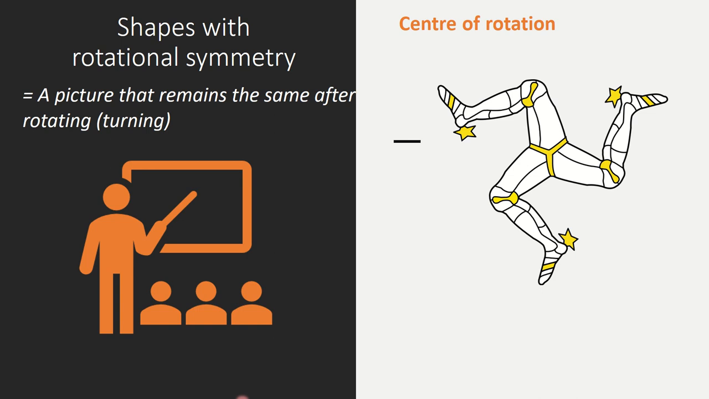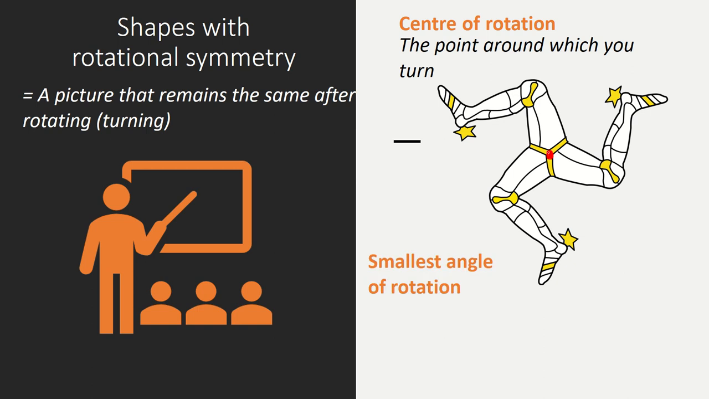Alright, so in order for it to be the same, we need a center of rotation. And that's the point around which you turn. So in this case, it's this. Because if I rotate it on that point, it will stay the same. Alright, but when will it stay the same? I can rotate this picture 3 times and then it will still stay the same. So we call this the smallest angle of rotation.